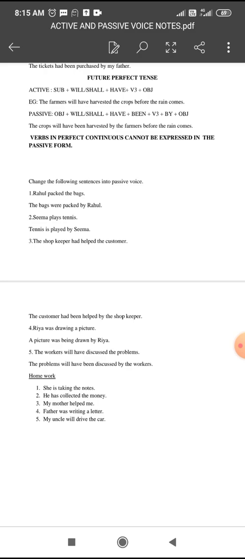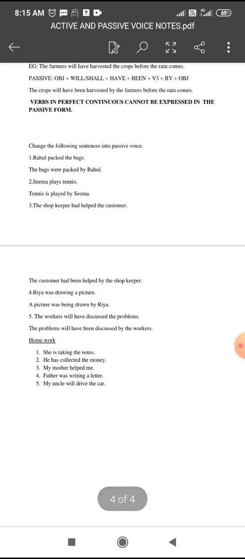Okay. So the verbs in perfect continuous cannot be expressed in passive form, because in perfect continuous, whether it is present perfect continuous, past perfect continuous or future perfect continuous, the been form is already there in the tense, so they cannot be again written in passive. Okay, so there is no need of studying the perfect continuous tense. Now there are some examples given.